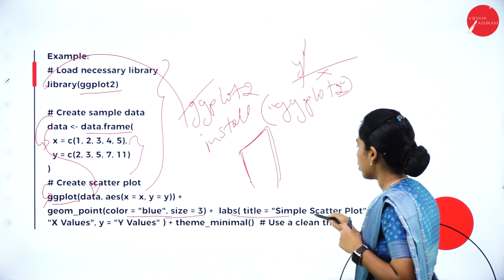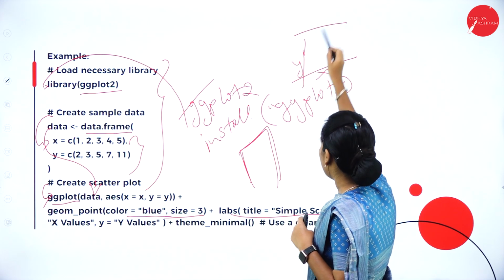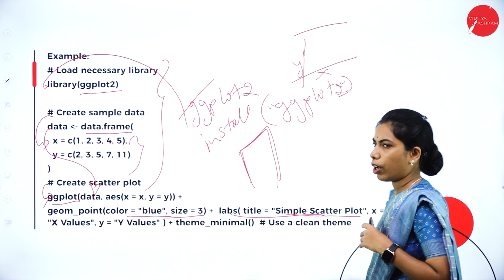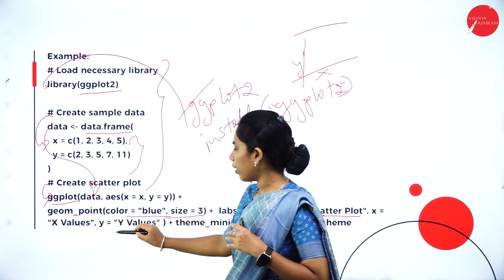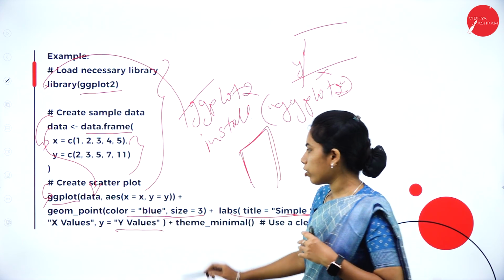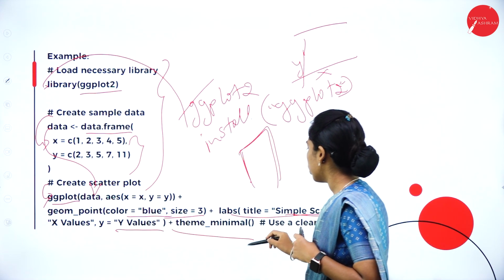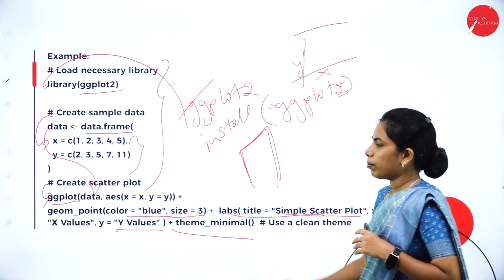And also labels. We have to give the graph title. So what is it? A simple scatter plot. And for the x-axis, the label is x values. For the y-axis, y values. And also close the parenthesis. Again, theme minimal. Call the theme_minimal function.